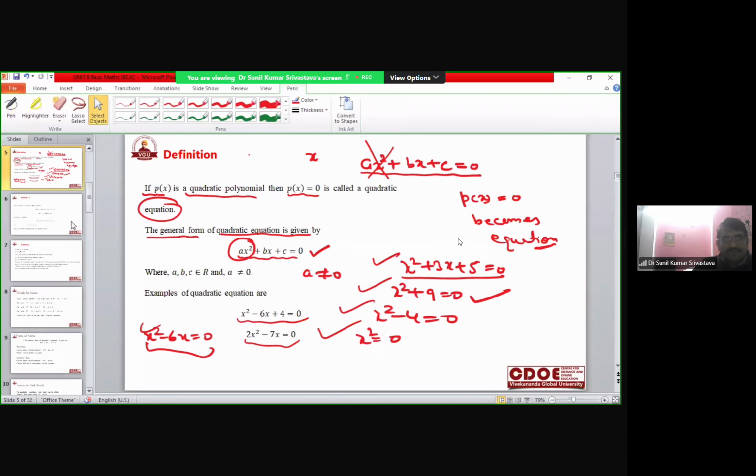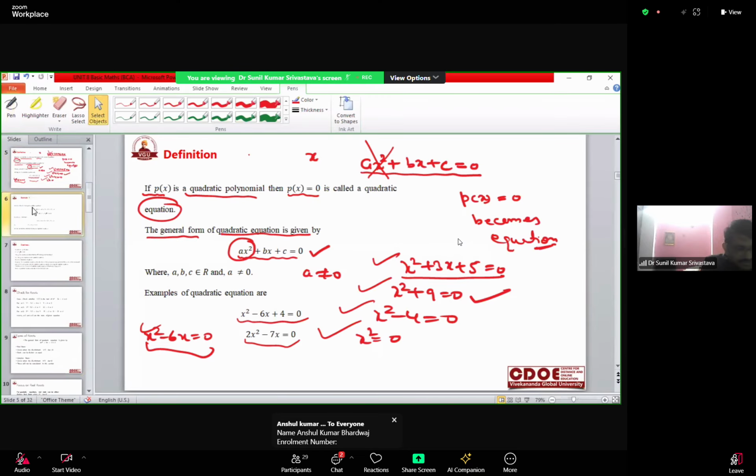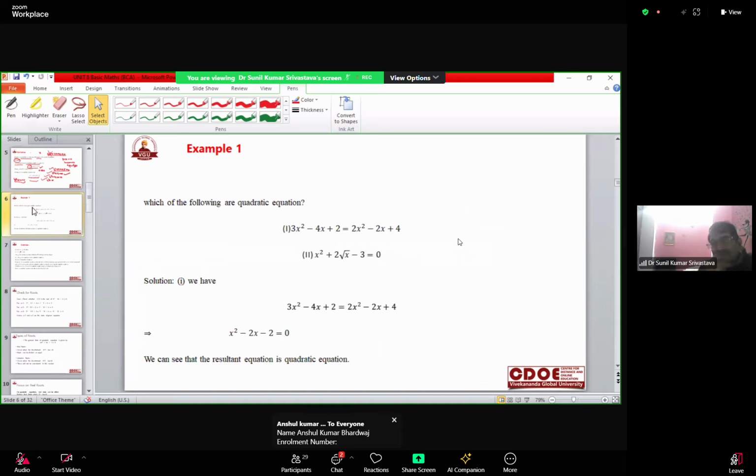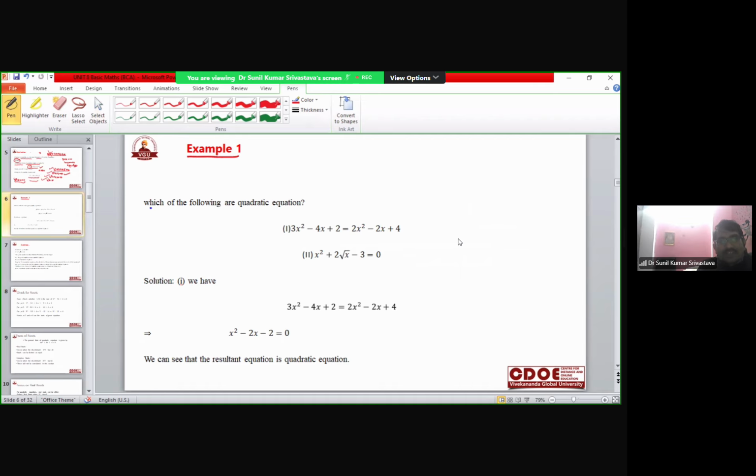So moving forward, we have some examples here to describe our concept. Example number 1: which of the following are quadratic equations? An expression is given and we have to determine whether the expression is a quadratic equation or not. One equation is given here: 3x square minus 4x plus 2 is equal to 2x square minus 2x plus 4.